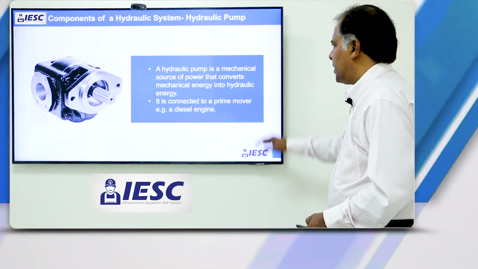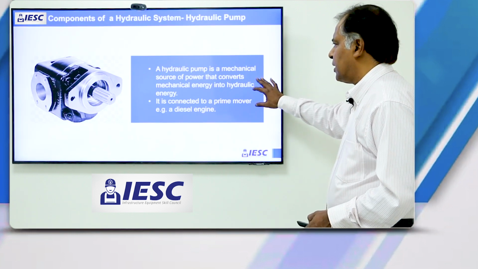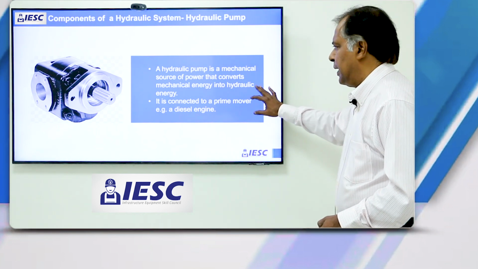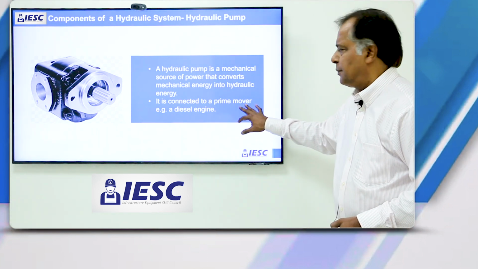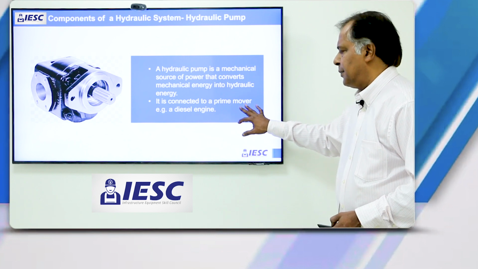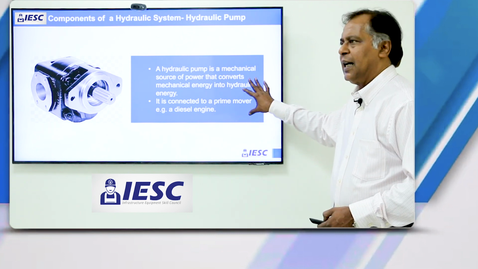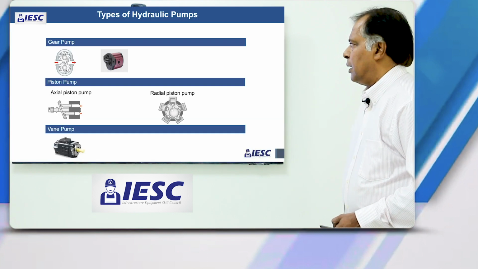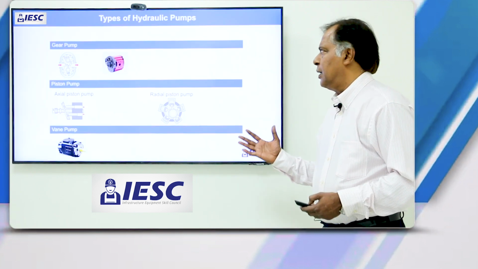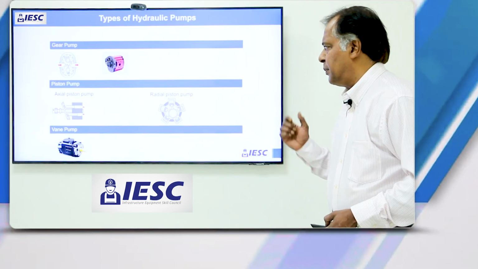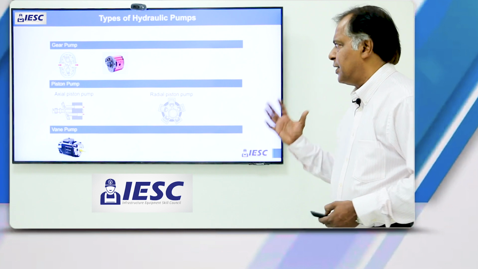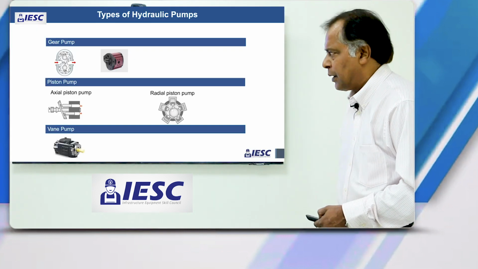A hydraulic pump is a mechanical source of power that converts mechanical energy into hydraulic energy. It is usually connected to a prime mover, for example a diesel engine. It may be considered to be the heart of the hydraulic system. There are 3 main types of hydraulic pumps: the gear pump, the piston pump, and the vane pump, and we will briefly look at the design of each of these pumps.